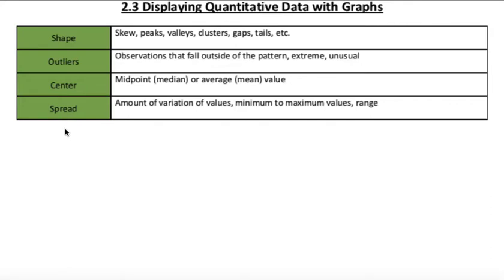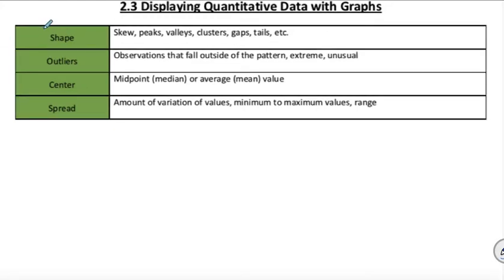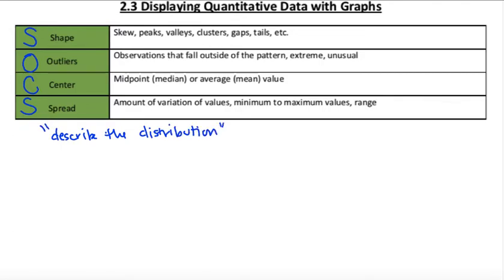So when we look at describing quantitative data, there's 4 characteristics that we want to look into, and that is shape, outliers, center, and spread. So if any question says, describe the distribution, if we are asked to describe the distribution, we have to address all 4 of these things.